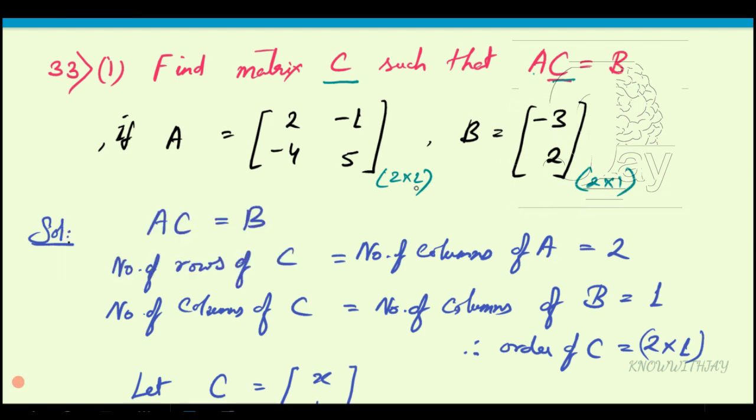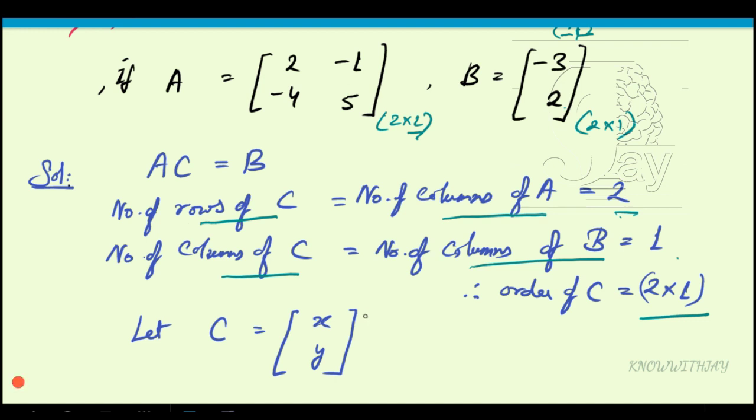So obviously the number of columns of the first matrix should match the number of rows of the second matrix. So the number of rows of C should be equal to the number of columns of A. So that's 2. And the columns of C should match the columns of the product. The column of B is 1 and hence the order of C is 2 by 1.